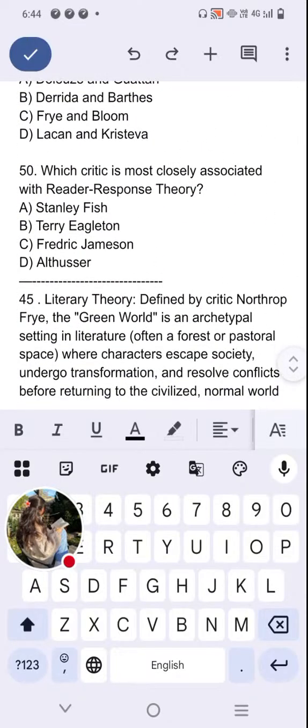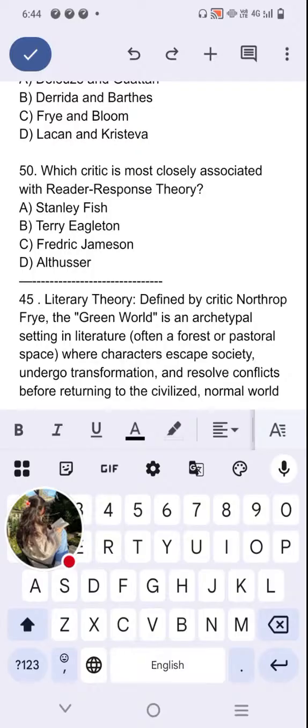Here it is. So about the green world theory, it is defined by the critic Northrop Frye, and it is an archetypal setting in literature. The example says a forest or a pastoral space where characters escape society, undergo transformation, and resolve conflict before returning to the civilized normal world.